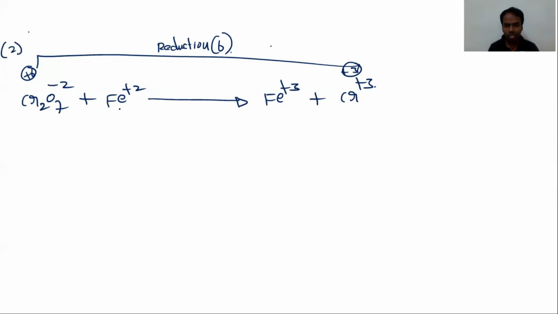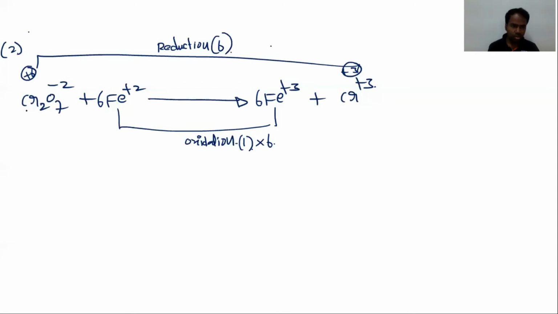Now come to Fe²⁺ and Fe³⁺. There is an increase in oxidation number, that's why this reaction is oxidation. What is the difference in oxidation state? 1. The next step is to make them equal. Here 6, here 1, so multiply by 6. So this is 6, this is 6. The next step is to balance all atoms other than hydrogen and oxygen.